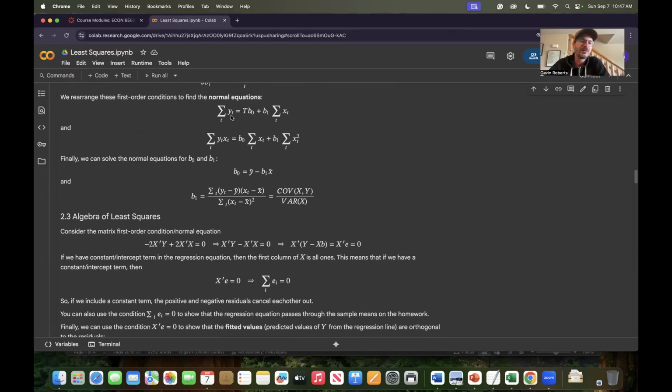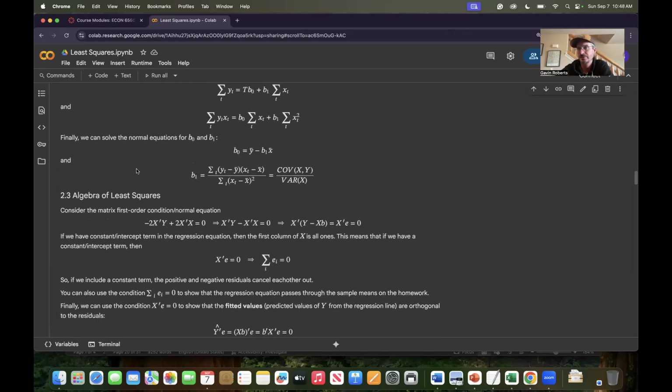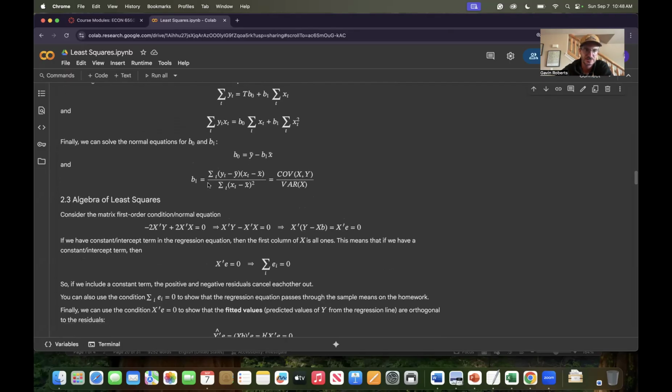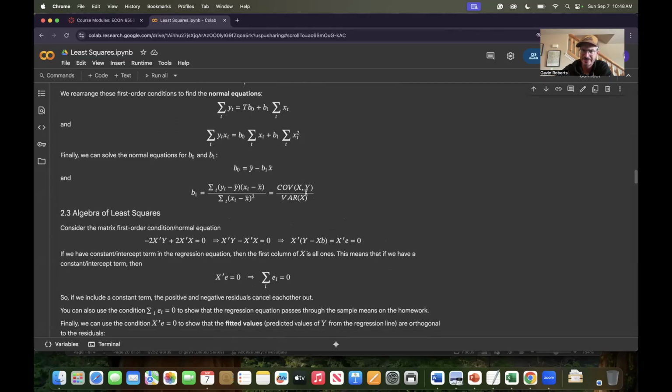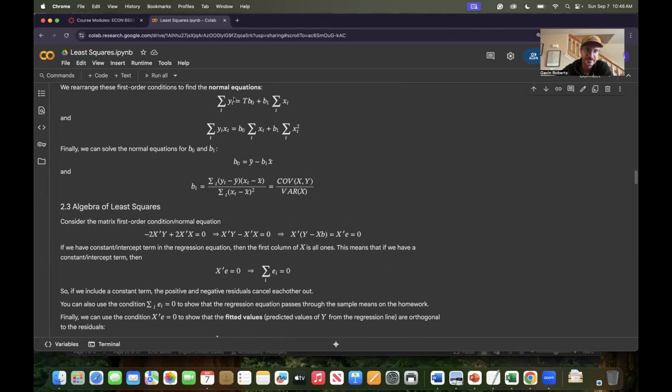And then we can solve this set of equations to show the solution, which I think I asked you to do because I do not want to do that. Go from here, the normal equations, to here.